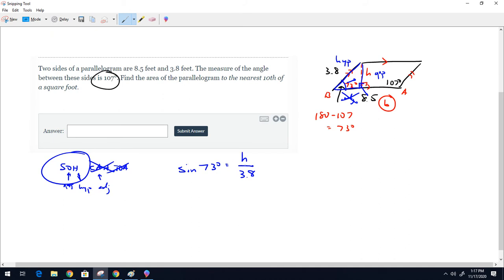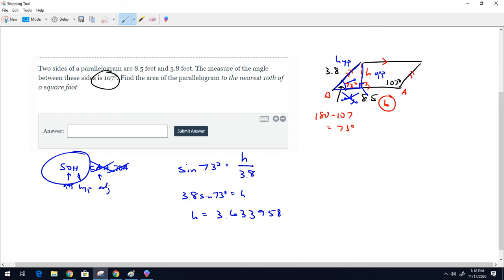To get h by itself, we have to undo dividing by 3.8. And to do that, you multiply by 3.8. And this is what's going to go into my graphing calculator. 3.8 sine of 73. Make sure you are in degree mode. I'm going to do this here so I can keep the picture. 3.8 sine of 73. Do not round right away. I'm going to let this carry out to a pretty far number. 3.633958. Okay, again, I don't want to round early.